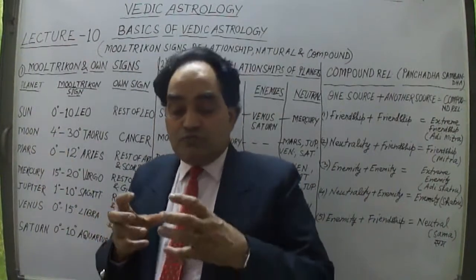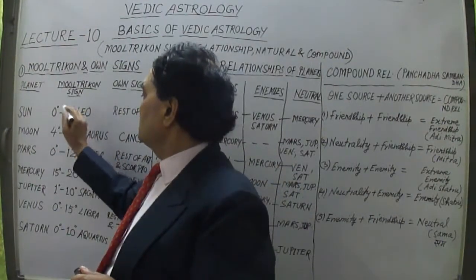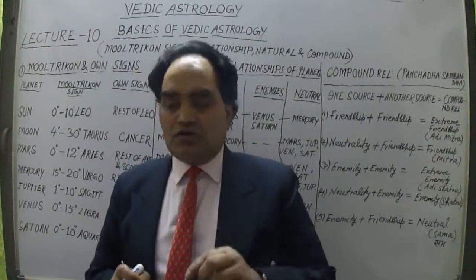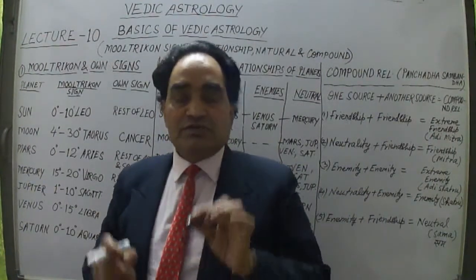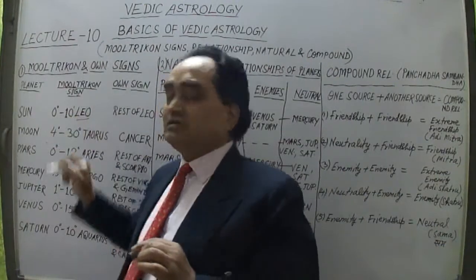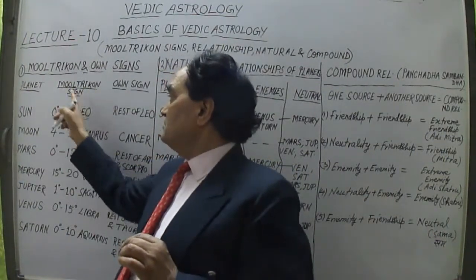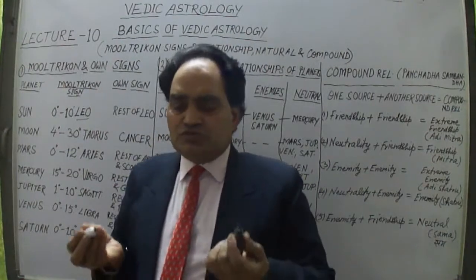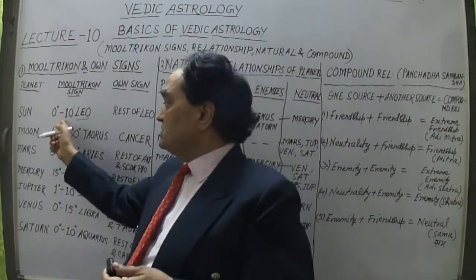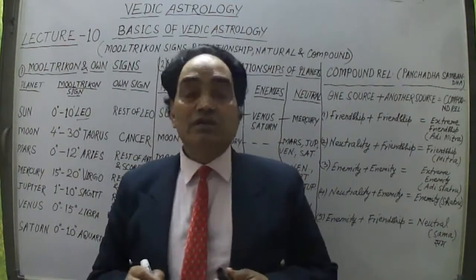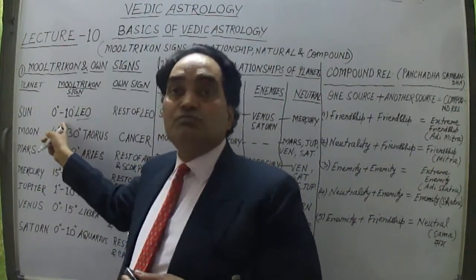Sun is more active from 0 to 10 degrees in Leo sign. Leo is lorded by Sun, but in Leo sign itself, Sun is more active and has its Mooltrikon sign. Mooltrikon: Mool means root sign or actual sign, with more powerful activity during these degrees, 0 degree to 10 degree in Leo sign. This is the Mooltrikon sign of Sun. So Sun has its Mooltrikon from 0 degree to 10 degree, where it is more active in Leo sign.